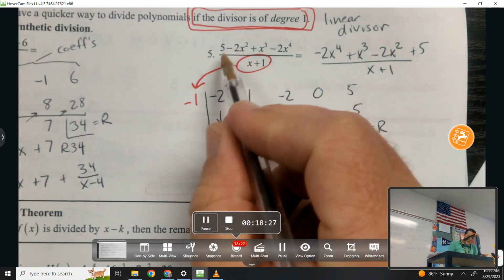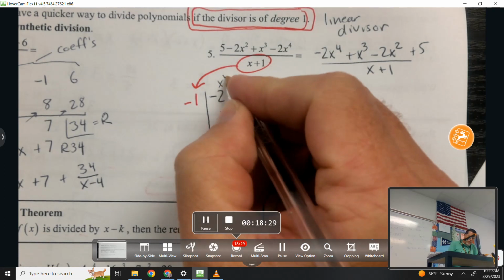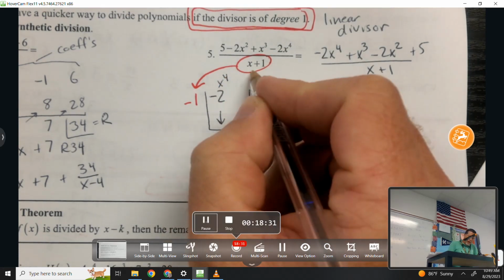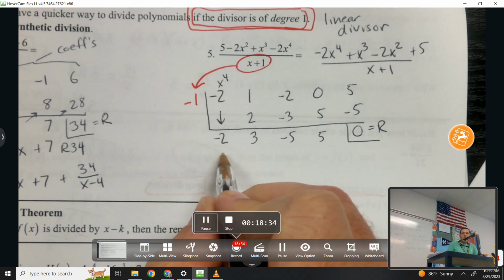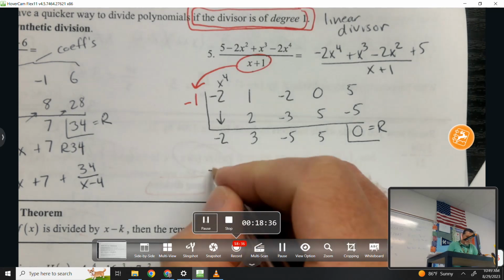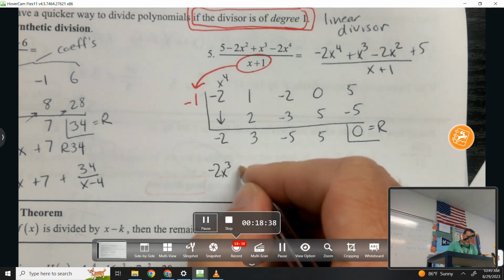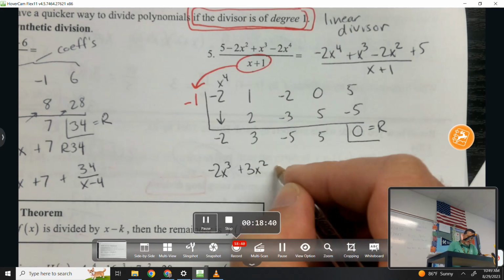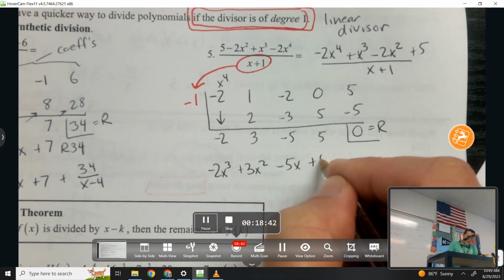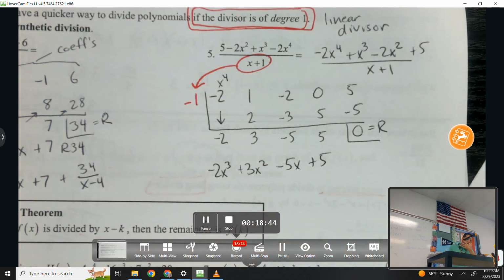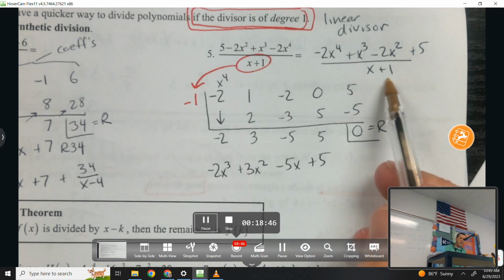Let's see, we started with x to the 4th. We divided by x. So what is this first term? Yes, 2x cubed plus 3x squared minus 5x plus 5. And there's no remainder, so I don't have to worry about it. That means that x plus 1 was a factor.